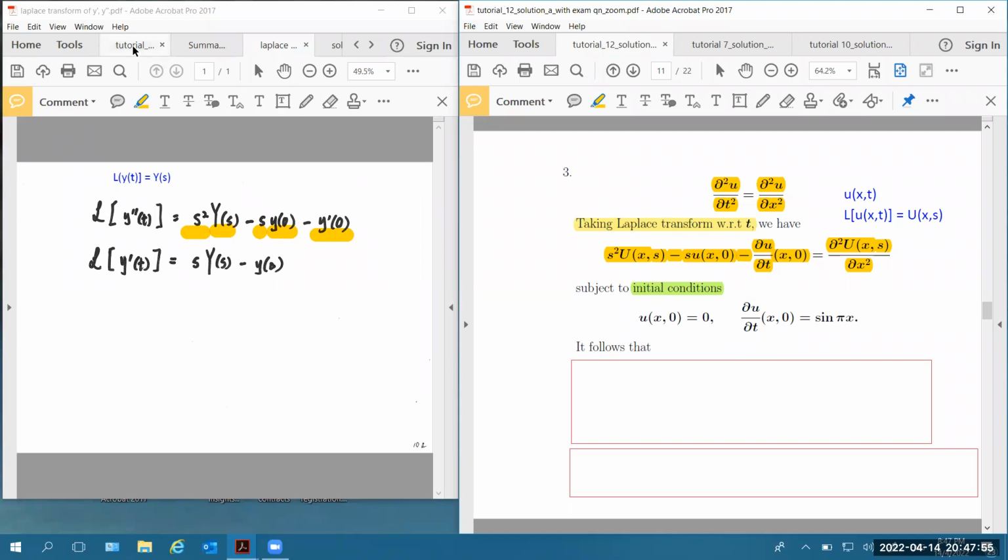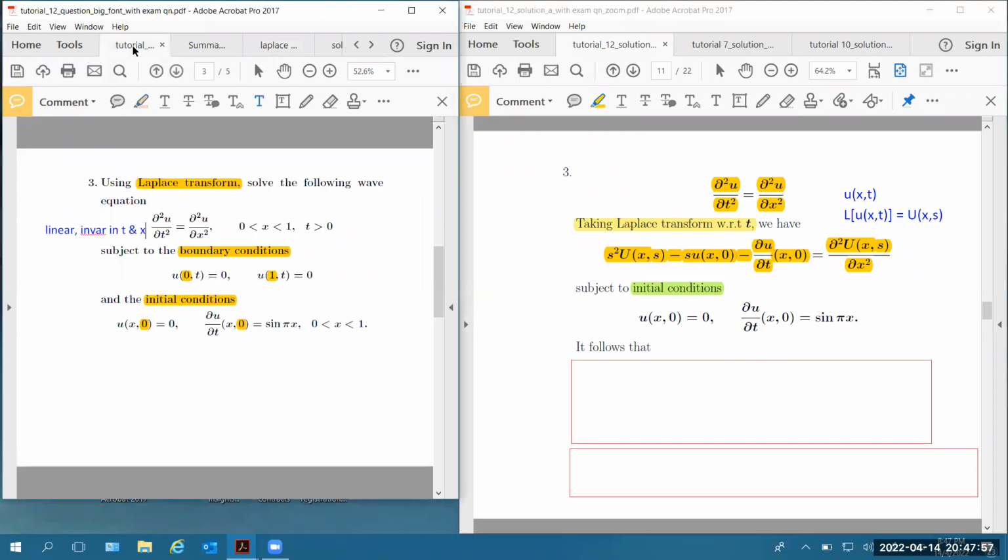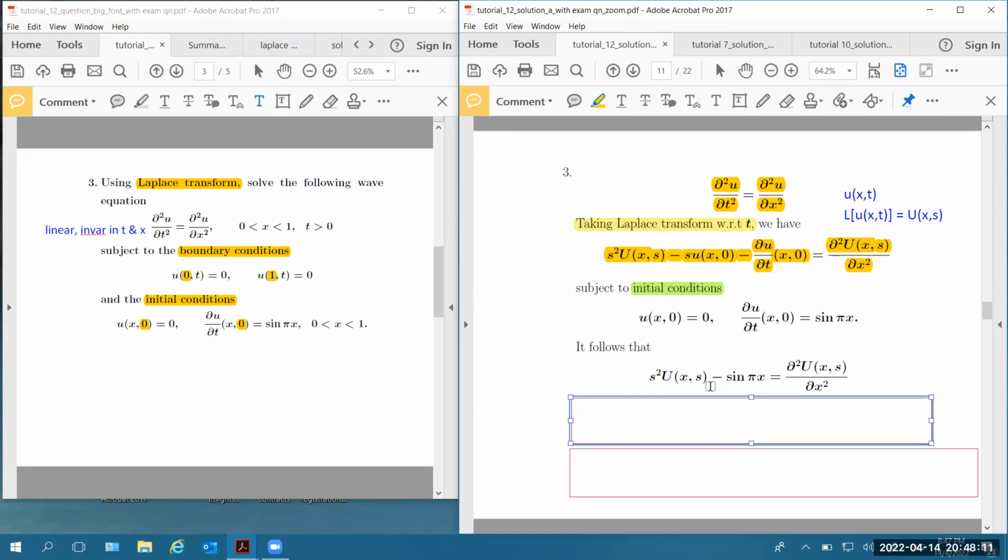All right, so in our tutorial, the two initial conditions are actually given. Now you just go and use them. You put them inside, and after you put everything in, this is what you have. Okay, you put this inside, then you get this. Is that okay?